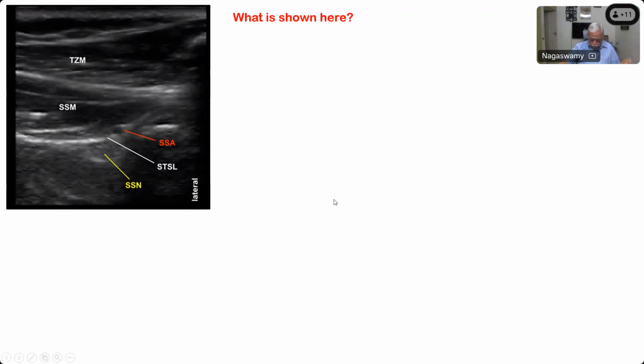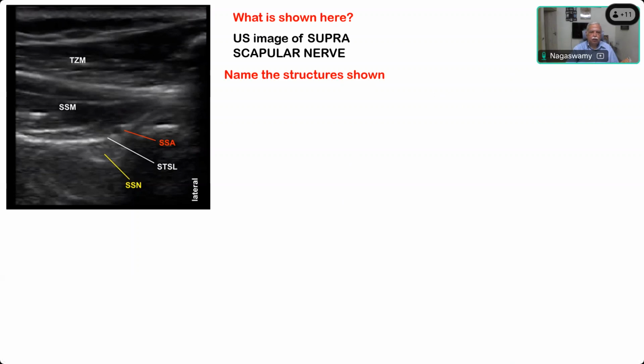It's an ultrasound picture of an area. Suprascapular nerve block. Suprascapular nerve, good, correct. The ultrasound image of the suprascapular nerve. Here you have the trapezius muscle, the supraspinatus muscle, this is the suprascapular artery, this is the suprascapular nerve, and what is STSL? Superior transverse suprascapular ligament.